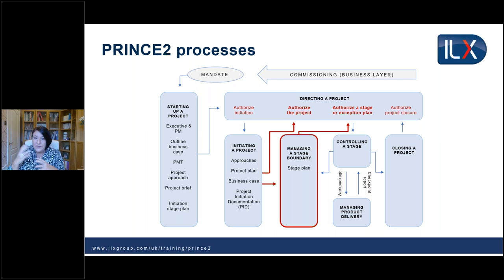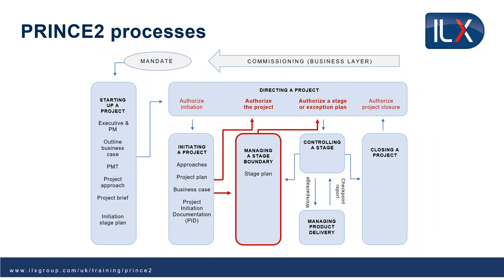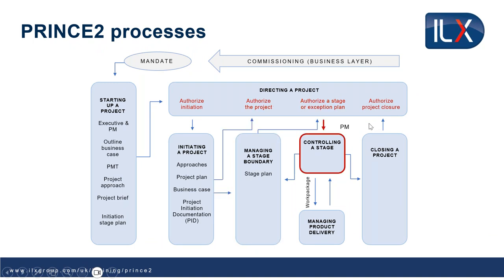We can go up to the project board directing a project. We can present the PID in authorize the project. And then we can present the next stage plan into authorize a stage or an exception plan. Now, if the project board approves all of this, then we come down into controlling a stage. You roll your sleeves up, you get on with it.